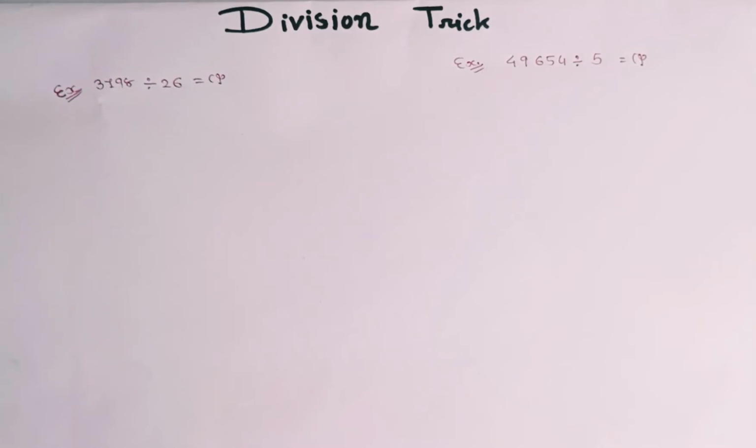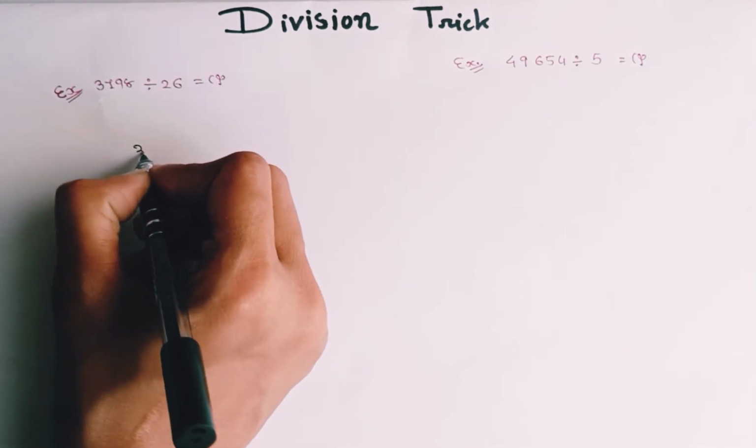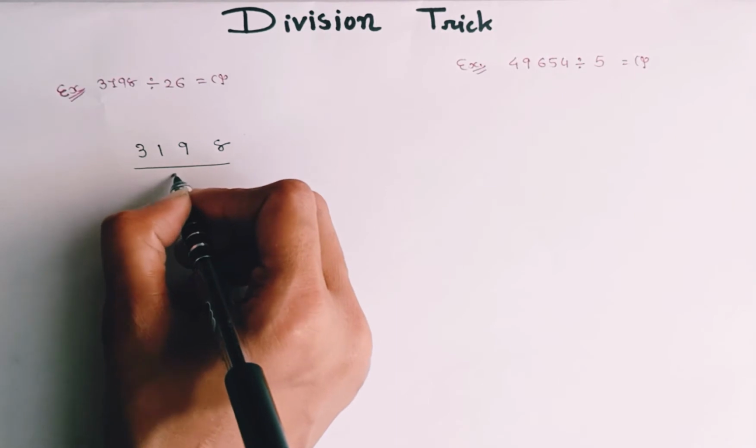Hello friends, let's learn division trick. How to solve this type of questions using the trick in just 10 seconds. 3198 upon 26. What is?